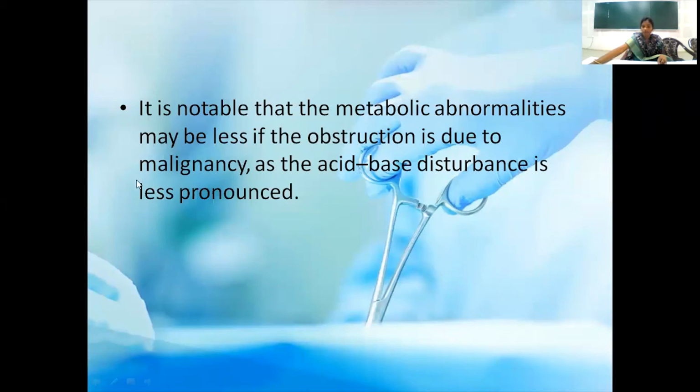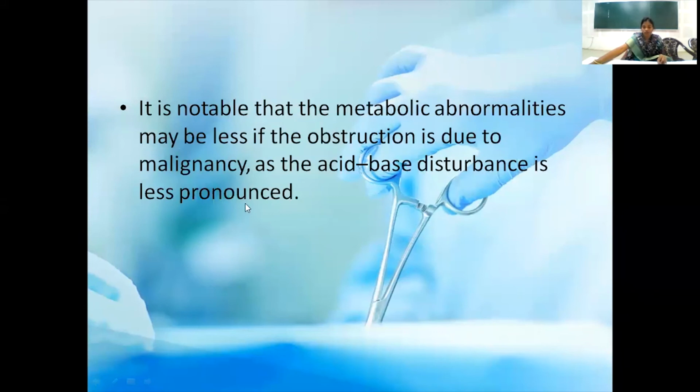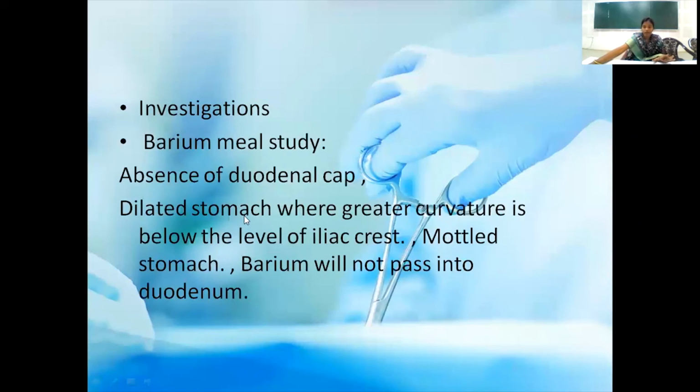In case of malignancy, the metabolic abnormalities will be less. These are the clinical features of gastric outlet obstruction: visible gastric peristalsis, succussion splash or auscultopercussion test, and electrolyte imbalance.